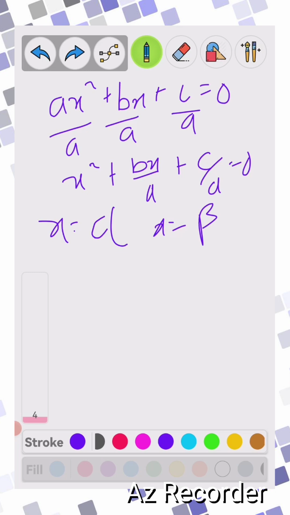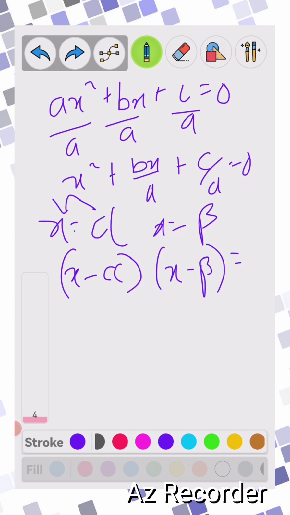So what is going to happen now? Remember what we did the previous time. We said we come back this side. So it's going to be x minus alpha, put it in brackets like that, and another bracket, x minus beta, put it in brackets, and this should be equal to 0. And then you're going to say x squared and then minus beta x and then minus alpha x, and then plus alpha beta like that.